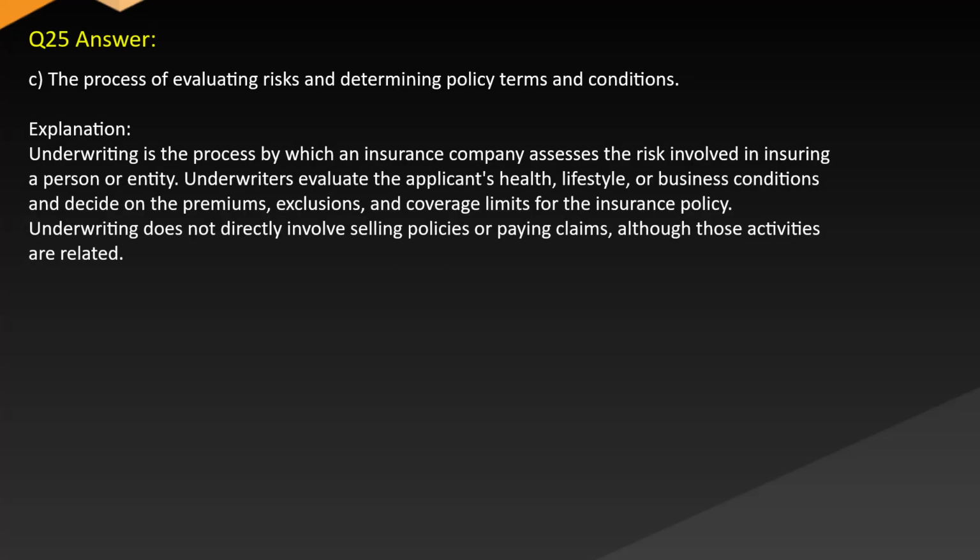Answer: C. The process of evaluating risks and determining policy terms and conditions. Explanation: Underwriting is the process by which an insurance company assesses the risk involved in insuring a person or entity. Underwriters evaluate the applicant's health, lifestyle, or business conditions and decide on the premiums, exclusions, and coverage limits for the insurance policy. Underwriting does not directly involve selling policies or paying claims, although those activities are related.